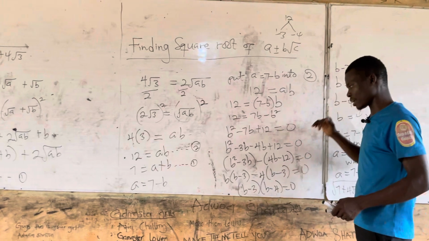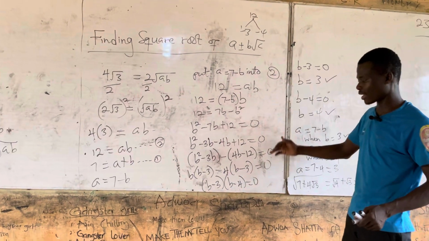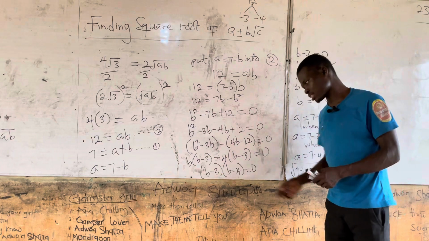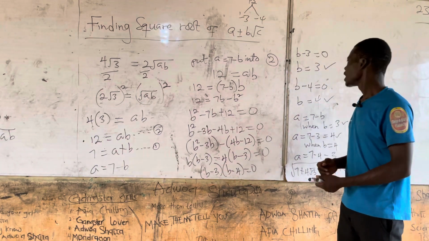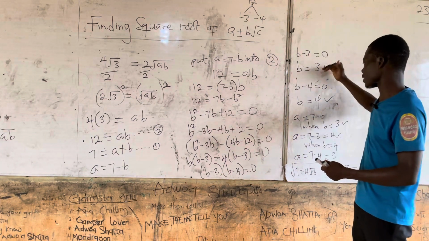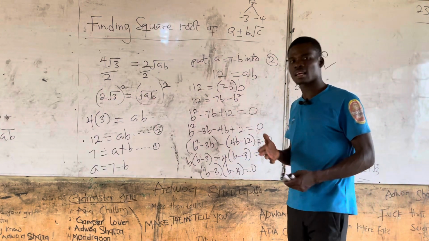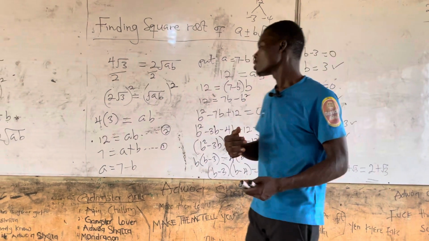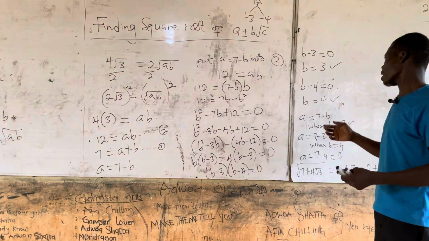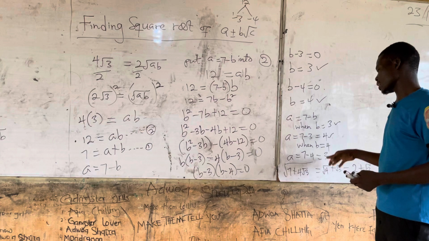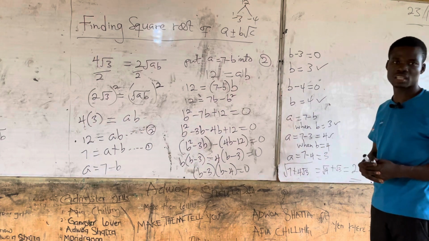Now take your time and factorize this one. When you factorize, you get to this result. Now equate each bracket to 0 and solve for b values. And the b values you are going to get are 3 and 4. So since you get 2 answers for b, then you have to get 2 answers for a. So when our b is 3, then a is 4. When our b is 4, then a is 3. And draw your conclusion as this.